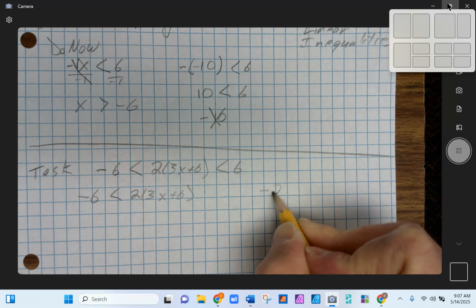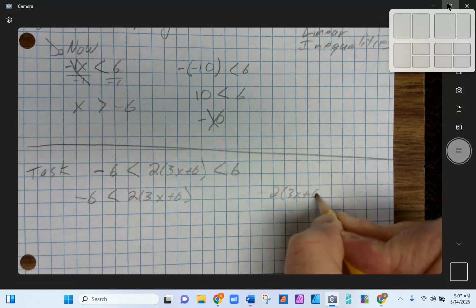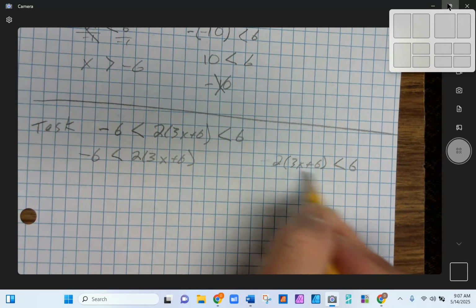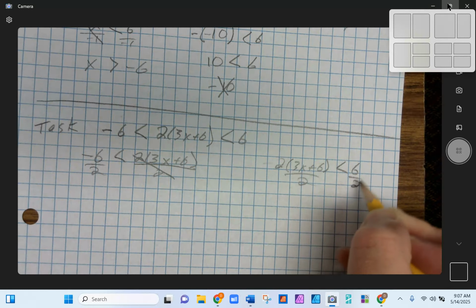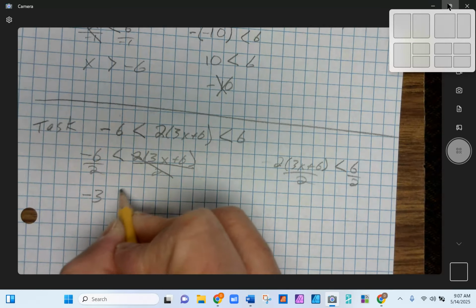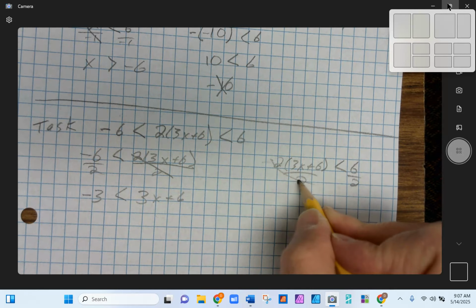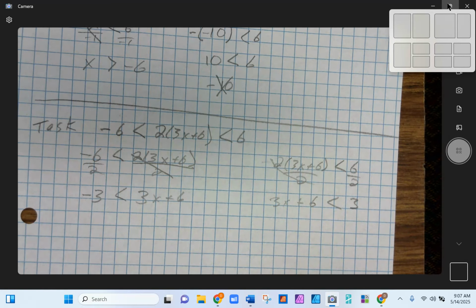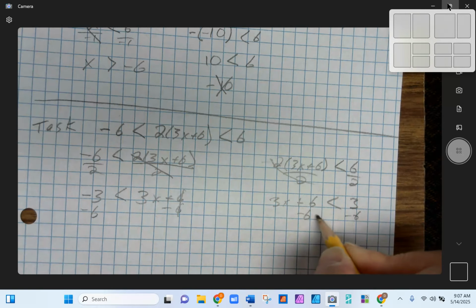Negative 6 is less than 2 times 3x plus 6, and 2 times 3x plus 6 is less than 6. So we make two, and then we just solve. I'm going to divide by 2 right out the gate on both sides, just to get it out of the way. You do that when you get a whole number on the other side of the inequality, or equation. So that's negative 3 is less than 3x plus 6, and this is 3x plus 6 is less than 3. Then I'm just going to solve normally. I'm going to subtract 6 on both sides.